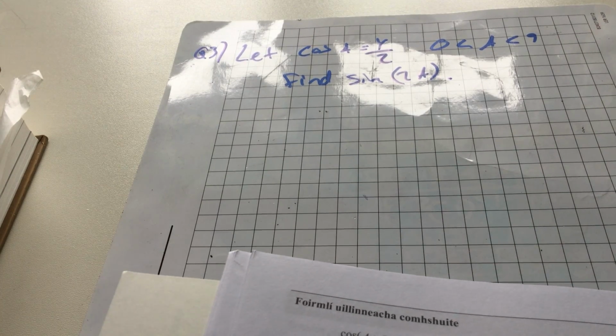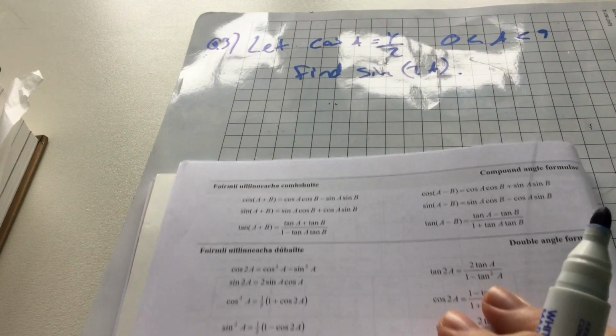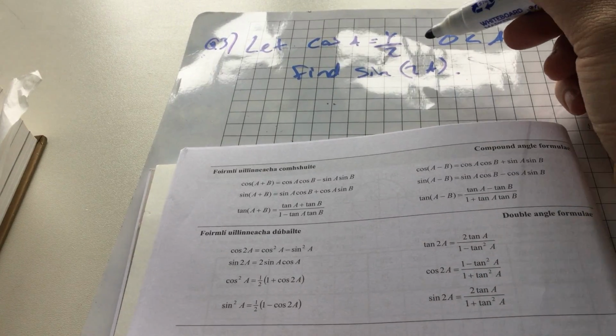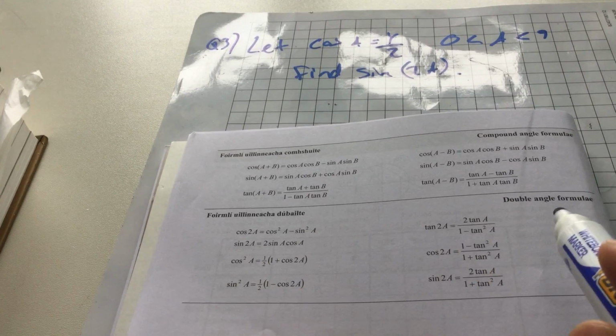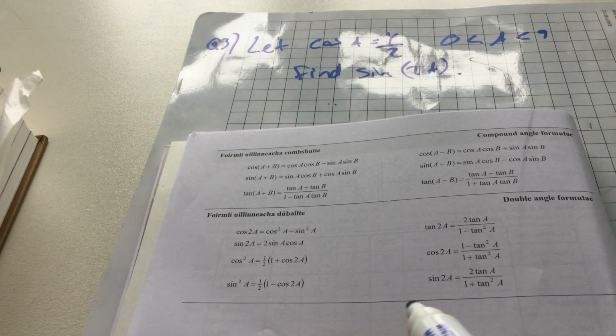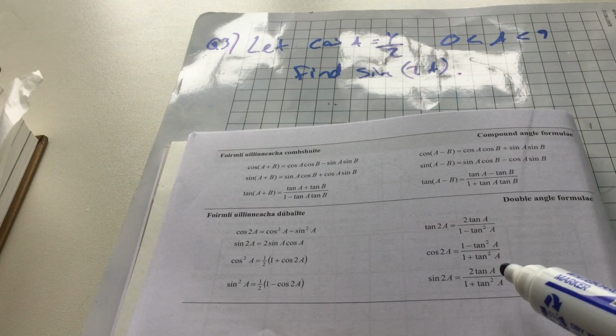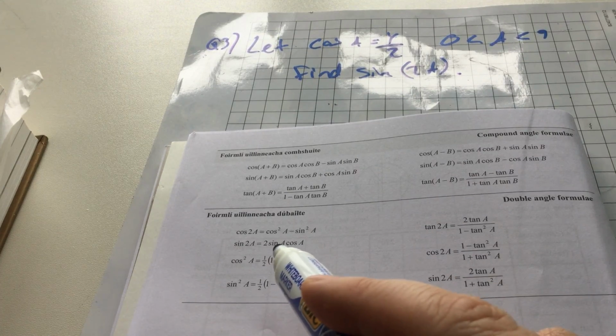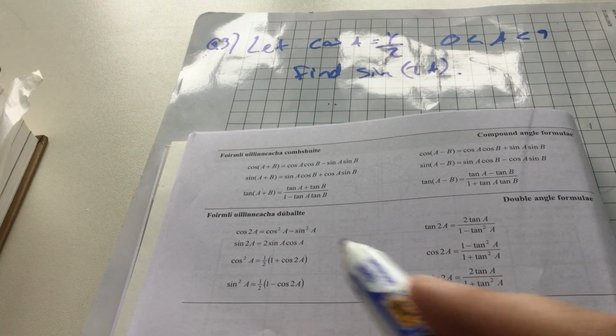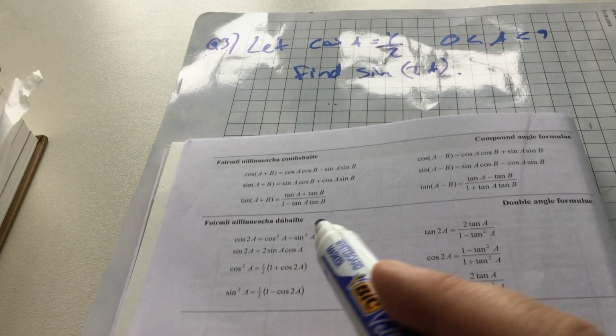So question 3. Okay, this was part B of another question in the paper. So we're given cosine A and we're asked to find sine 2A. So the first thing I'm going to look in my double angle formula, how do I get sine 2A? So I have two options. I can do 2 tan A over 1 plus tan squared A, or I can do 2 sine A cosine A. Now, you can do this either way. I think this one's slightly easier.